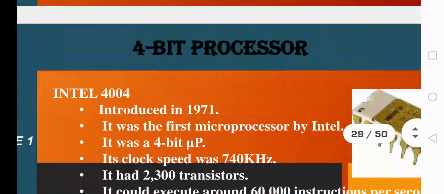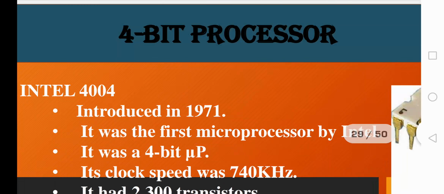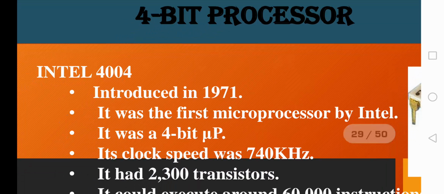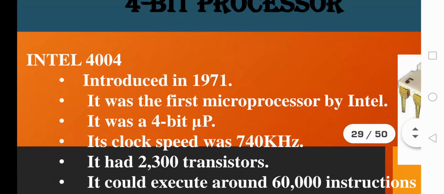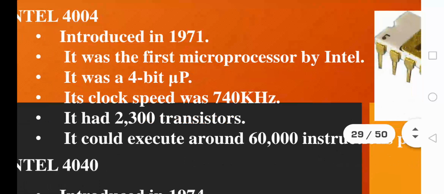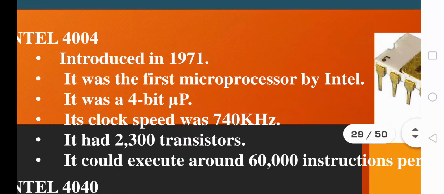First of all, the 4-bit processor. I told you in the first class itself that the microprocessor 4004 was regarded as the first microprocessor implemented, or invented, by the company Intel. It was in the year 1971. So please remember one thing: our first microprocessor was invented in the year 1971.